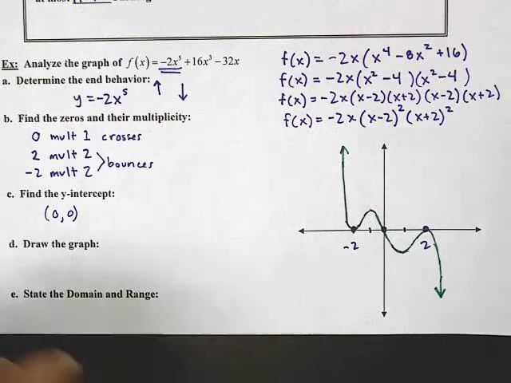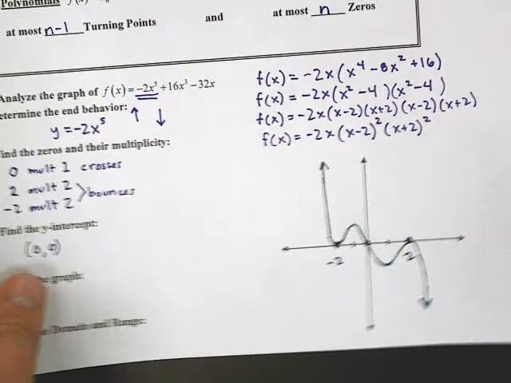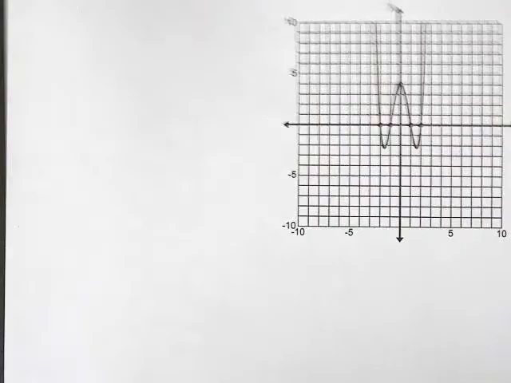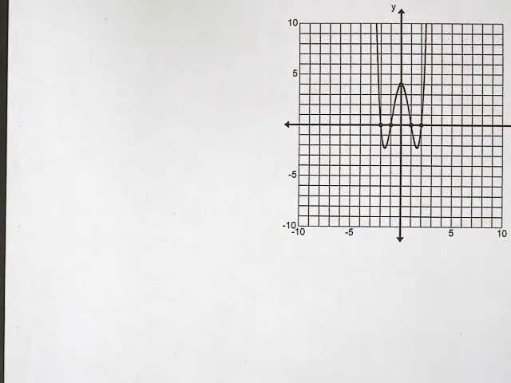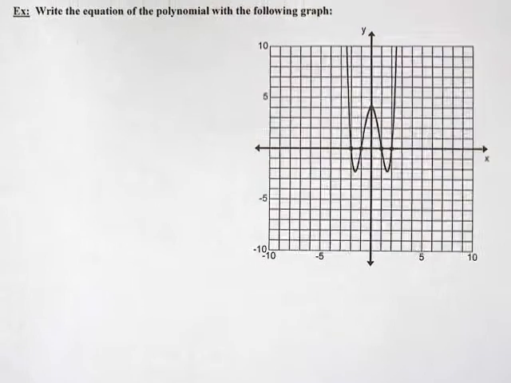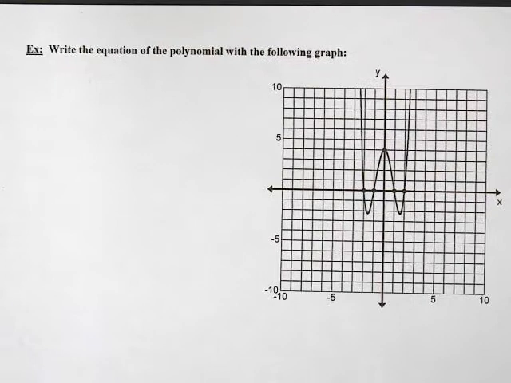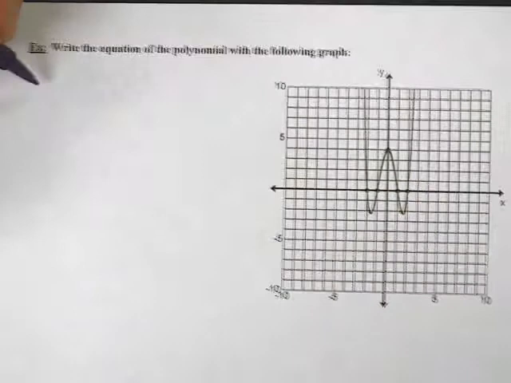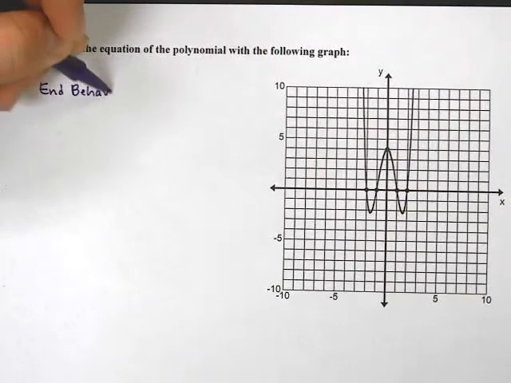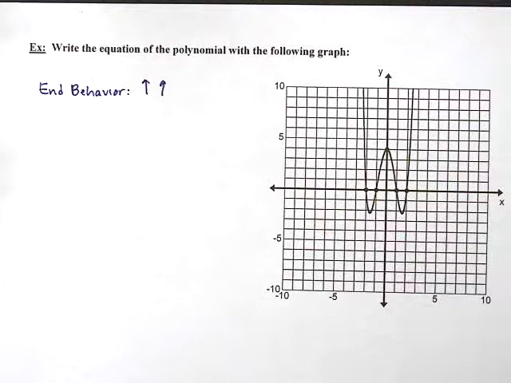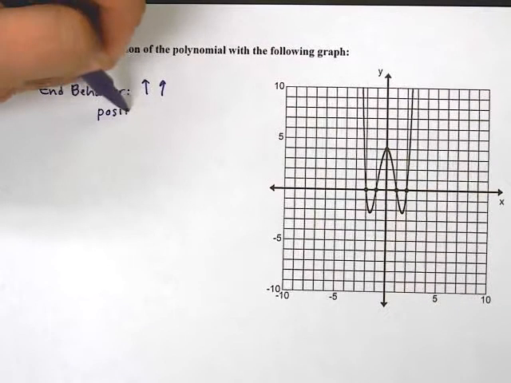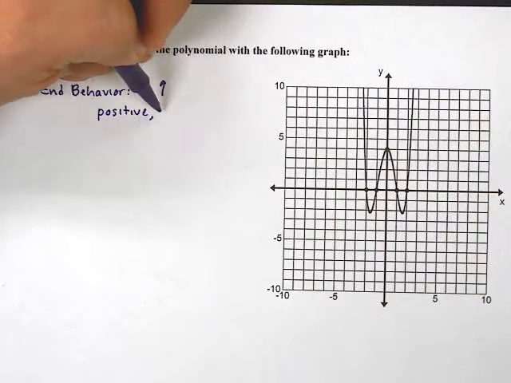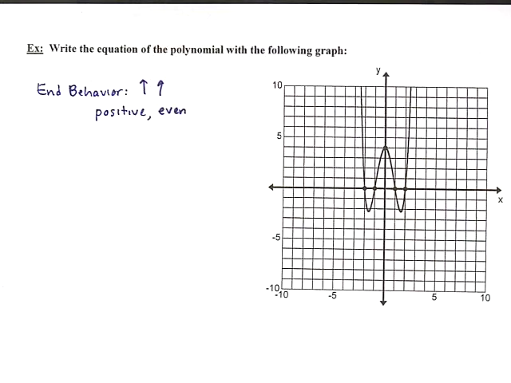All right. So what I was trying to get into now is that I want to be able to look at a graph and figure out an equation from a graph. The first thing that I'm going to have us do, guys, is think about the end behavior. I know that this is ending up and up. If I think about end behavior, and I know that's up, up, that tells me I need to have a positive leading coefficient, and it has to be even degree. All right, so that's what we need to get to.